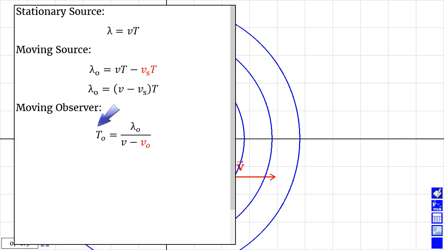If the observer is moving towards the source, that would mean that the V_O is negative, and since we're subtracting a negative number, we're actually adding. We're going to get a larger denominator, which means our period is going to be shortened.